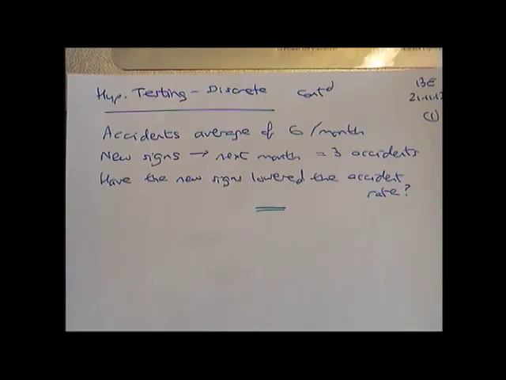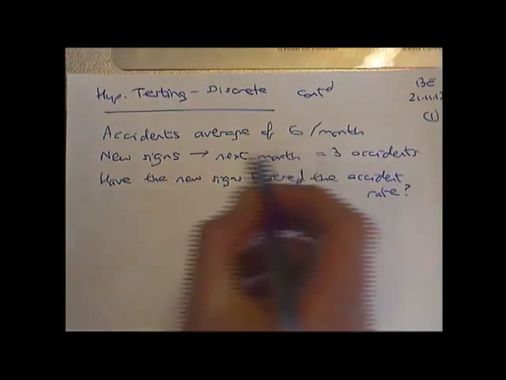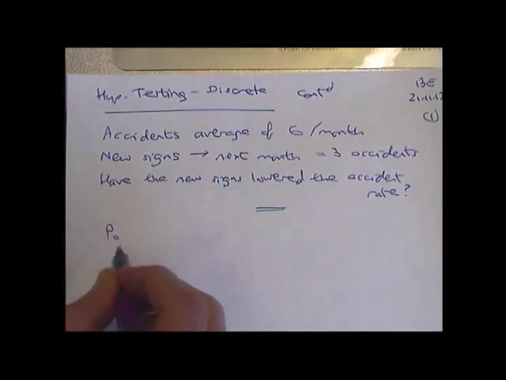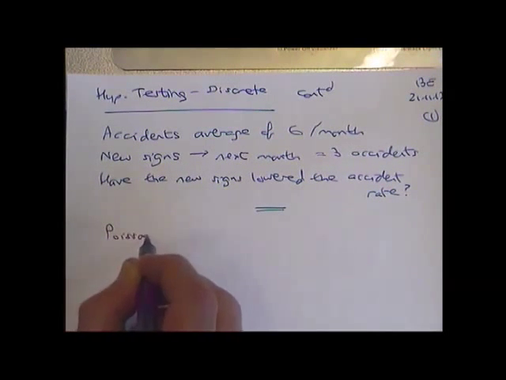So accidents occurring at an average rate of 6 a month historically. New signs are put up. In the next month, 3 accidents occur. Is there any evidence that the new signs have lowered the accident rate? The very first line up there, what is the very first line suggesting to you? Poisson, yes. The average rate should be suggesting that we are using the Poisson.